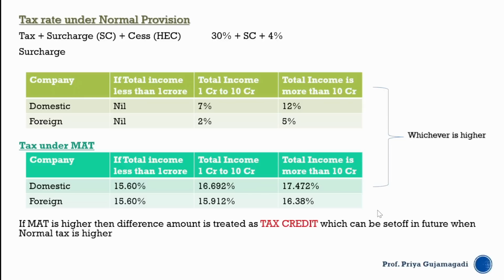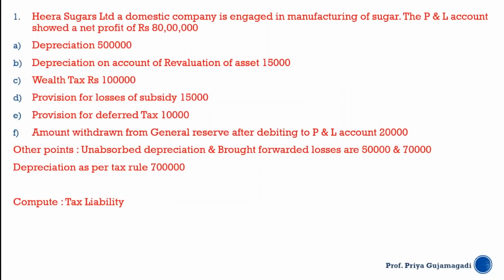Think, for example, next year the normal profit is 2 lakh and MAT is 1 lakh, then that credit of 1 lakh rupees you can adjust in that year. Let us see problem number 1.